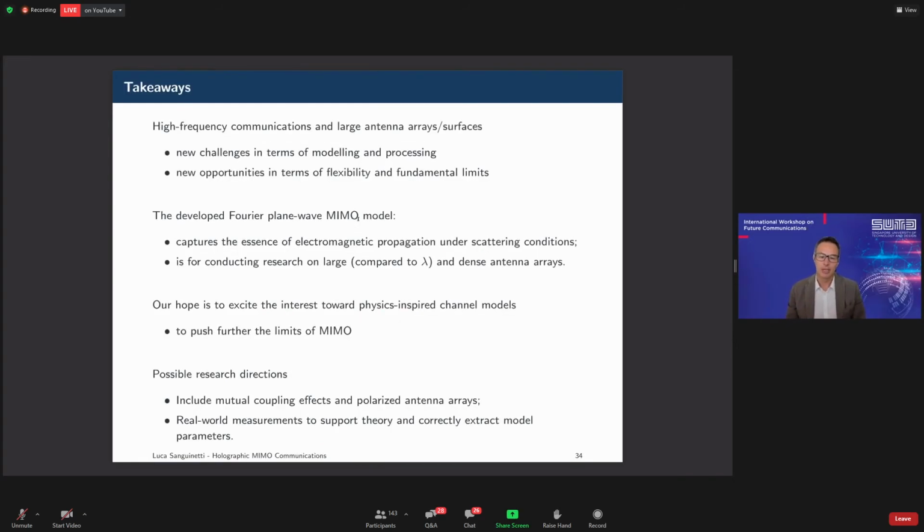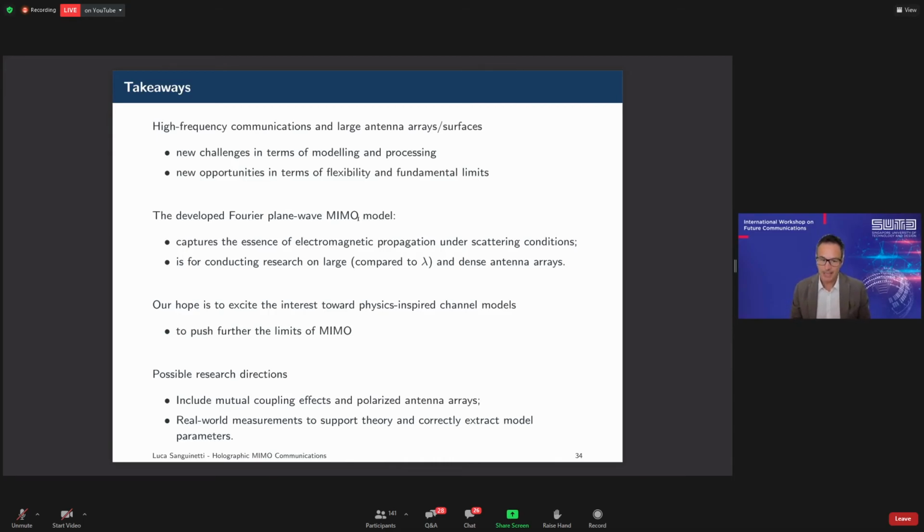So let me go to the conclusions of this talk. The main motivation of this talk and the work we're doing in my group together with different colleagues is that we are operating at high frequencies and with very large antenna arrays. So we should change the classical models that we have in the MIMO literature in order to exploit the fundamental limits of the technology. The model that I have introduced is valid under arbitrary scattering conditions, in the near-field and far-field regime, and is very useful to conduct research whenever you have large and dense antenna arrays, large compared to the wavelength of the system.